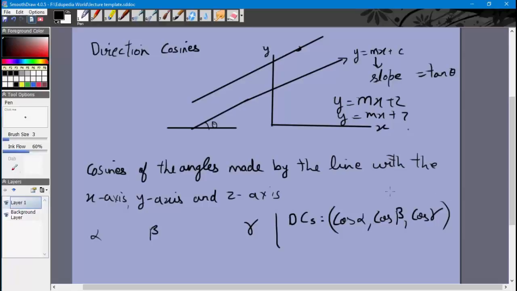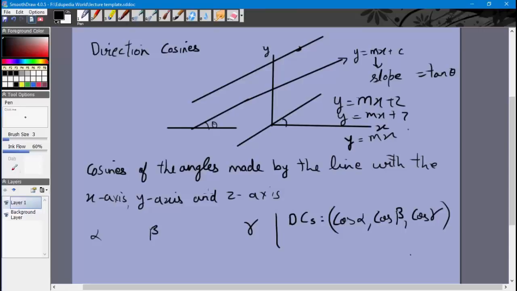We need some other information. Similarly, the direction cosines determine the direction, but it is not enough to determine the line completely. We also have to have some other thing so that we can determine the line uniquely. Now, just like the slope of this line or this line, y is equal to mx plus 2, y is equal to mx plus 7, y is equal to mx would still have the same slope. That would be a line passing through the origin.